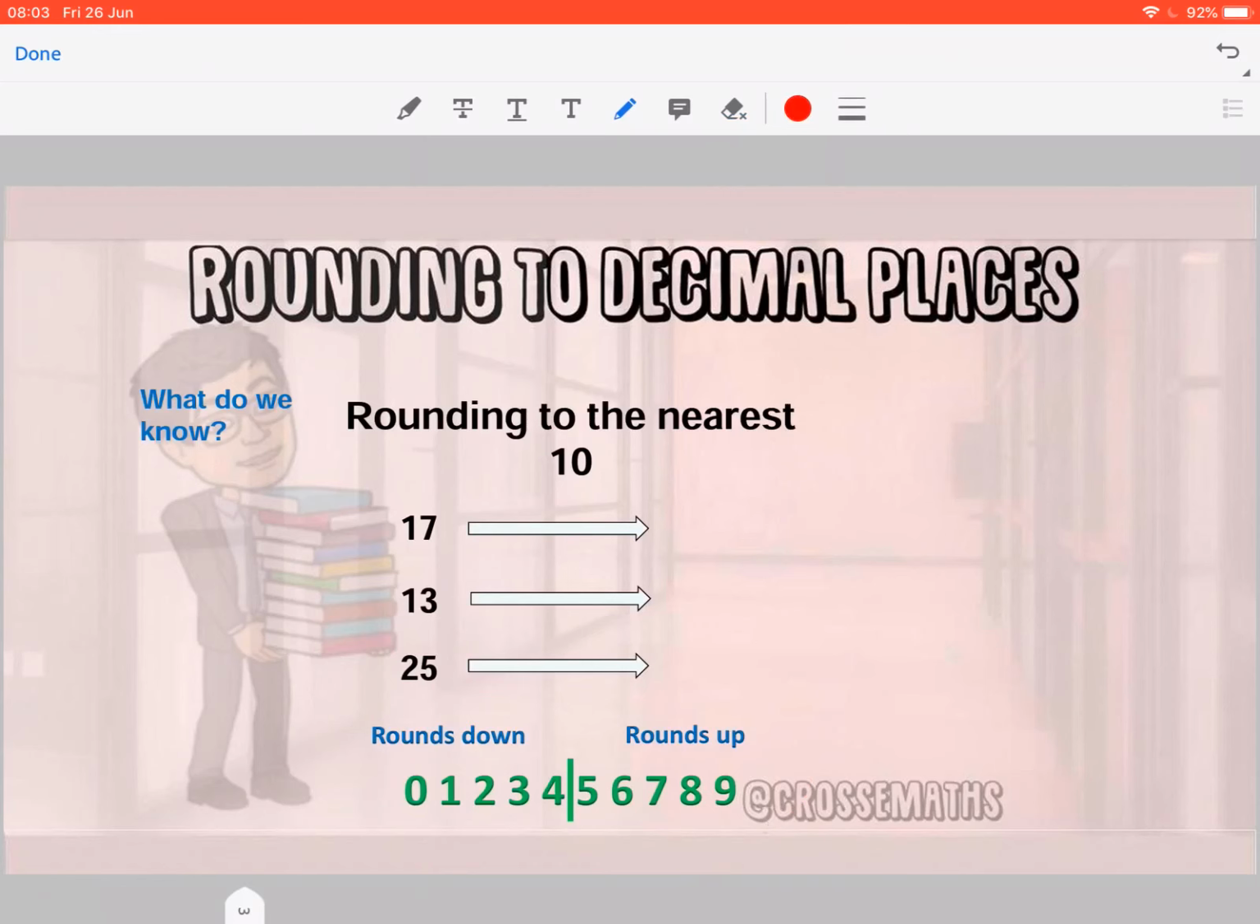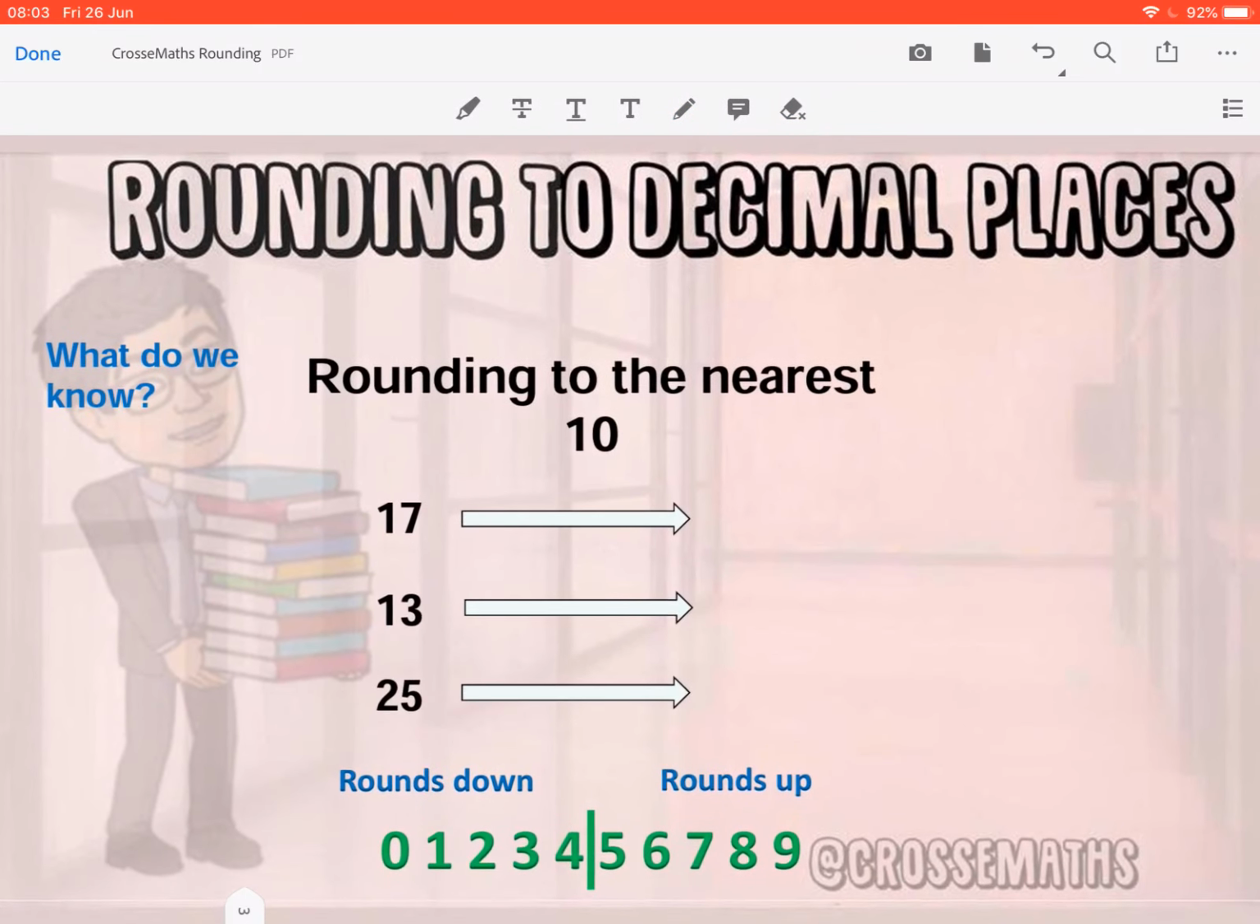So my first number, I'm going to zoom in a little bit. My first number is 17. Because I'm rounding to the nearest 10, I'm going to put my magic line, that's what I call it, in there, okay? If I look to the right of it, looking down the bottom, is it 5 or more? Yes, it is. So that 17 is going to round up to 20.